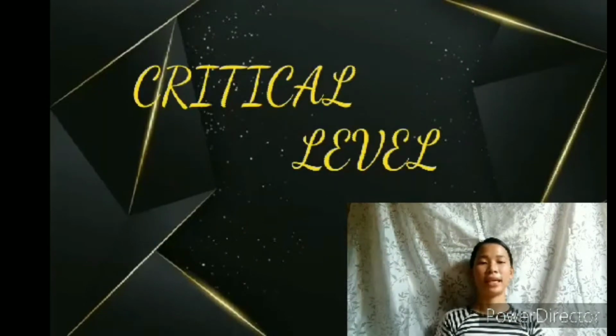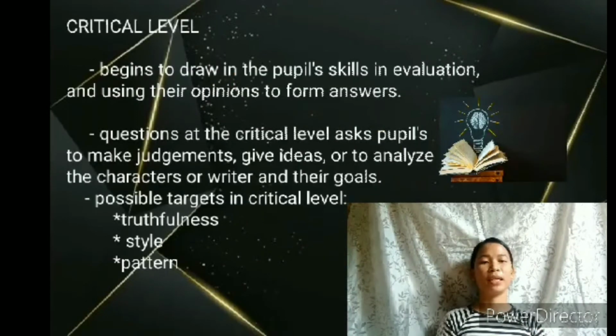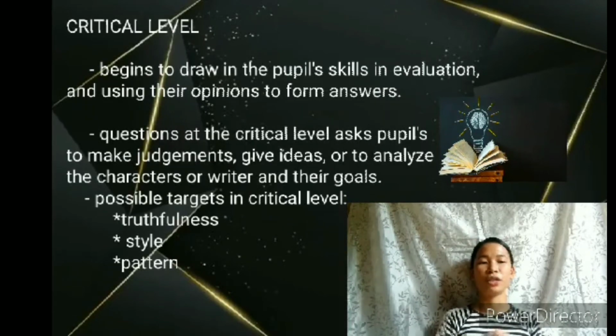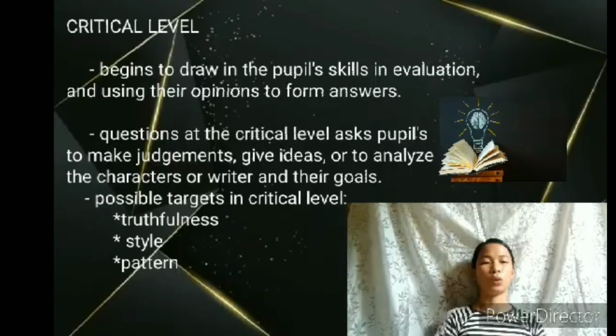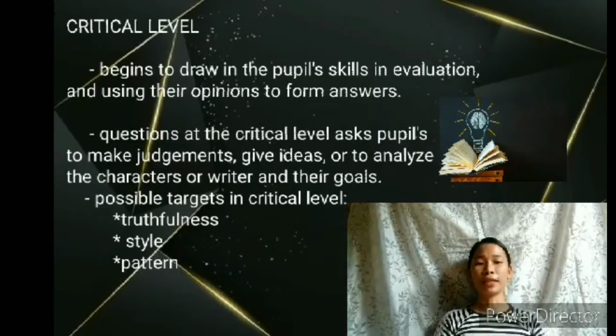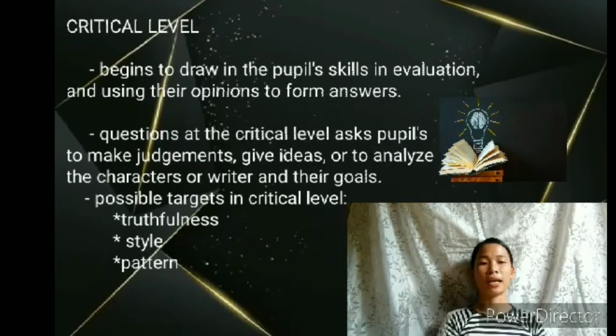Next, we go through the critical level. Critical level begins to draw in the pupil skills in evaluation and using their opinions to form answers. Questions of the critical level ask pupils to make judgments, give ideas, or to analyze the characters or writer and their goals. The truthfulness, the style, and pattern of the text are the possible targets at the critical level.